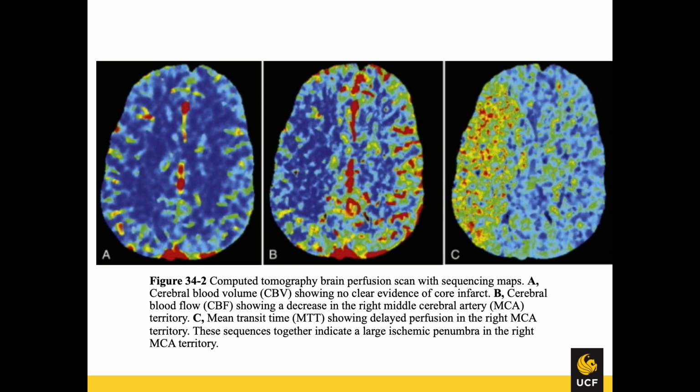This is a brain perfusion mapping. It's pretty cool. A is showing you cerebral blood volume with no clear evidence of a core infarct. B is showing you cerebral blood flow with a decrease in the right middle cerebral artery. And C is showing that the mean transit time has a delayed perfusion in the right MCA. You can see that over here, in the right MCA territory. These sequences taken together indicate a large ischemic penumbra in the right MCA territory. So look at the differences that you're seeing here in the perfusion uptake in all three of these films, right? Pretty interesting.